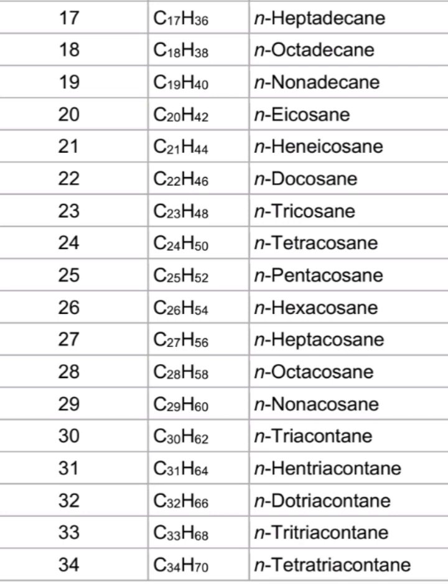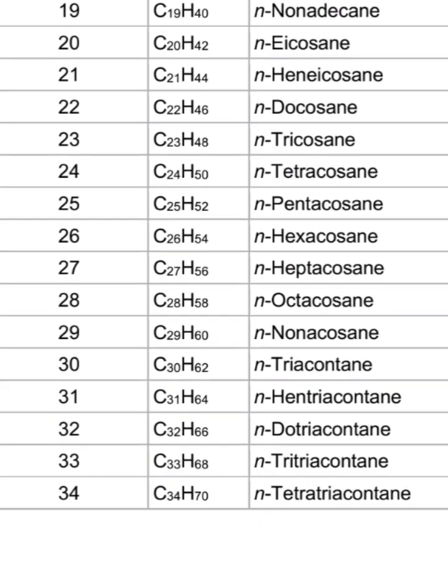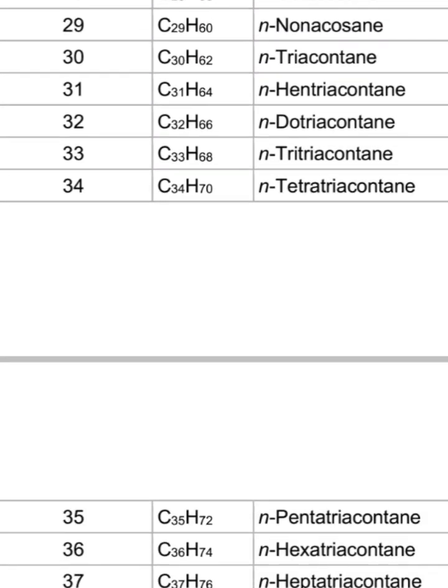That N you are seeing there means normal hexacosane. It's not an isomer of it. It's just a straight chain of hexacosane. Now let's check number 30 without wasting time.